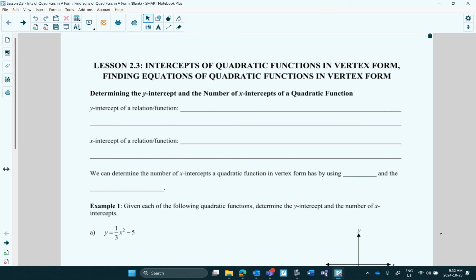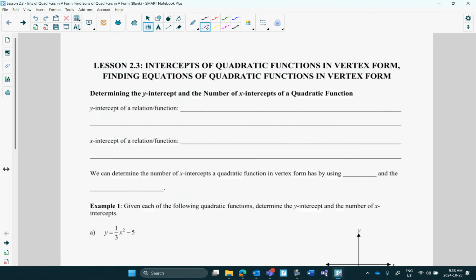Do you remember what the y-intercept of any relation or function is? The meaning of it, not how you find it. Tell me how you find it in a second. What does the y-intercept mean? Yeah, wherever your graph, because remember our graphs could be lines, they could be curves.